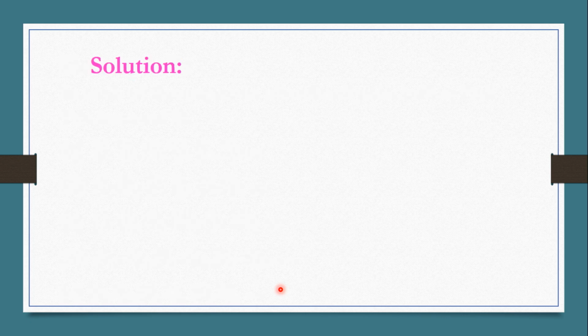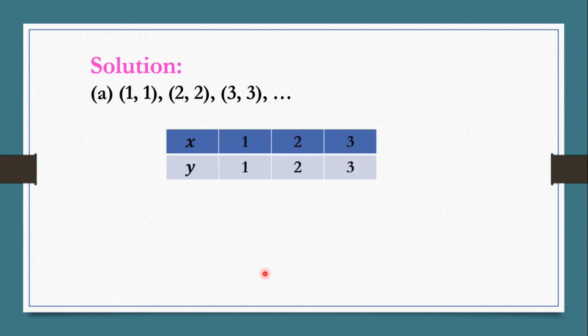The solution for part A: (1, 1), (2, 2), (3, 3). So I'm going to rewrite the x values and y values in the form of a table. The x values are 1, 2, 3. The y values are 1, 2, 3. What can you observe between the x and y values? We can see that they are equal. The x and y values are the same. So we say that y equals x.